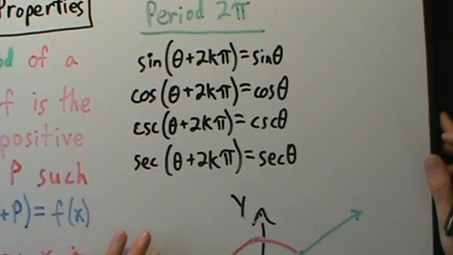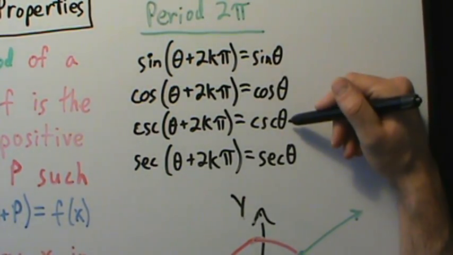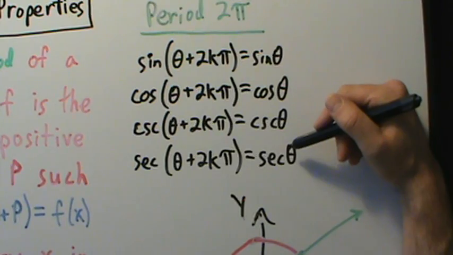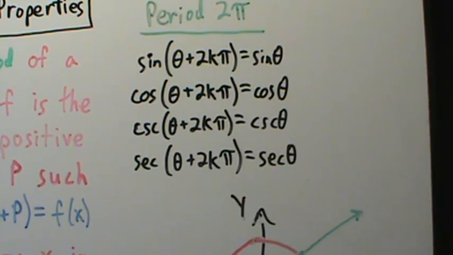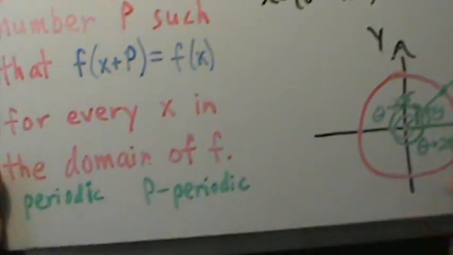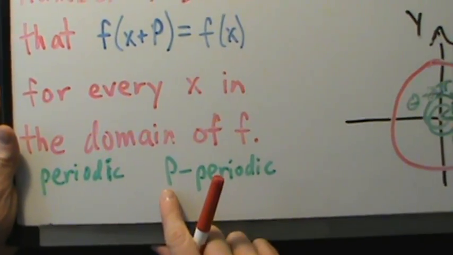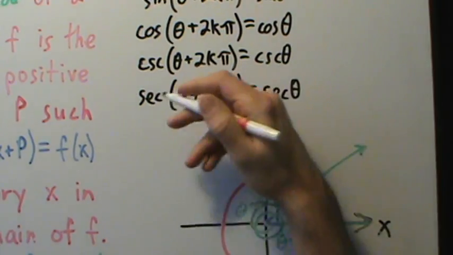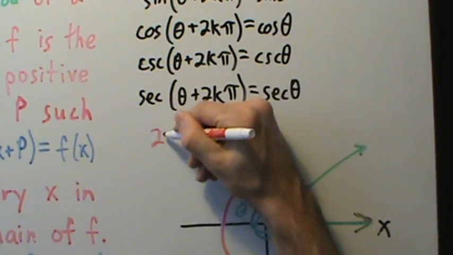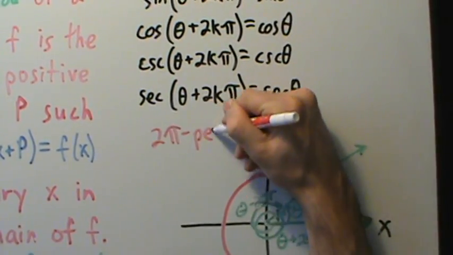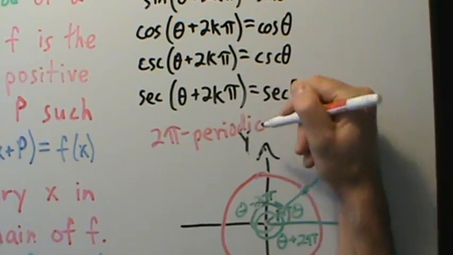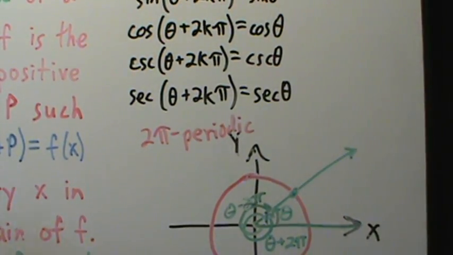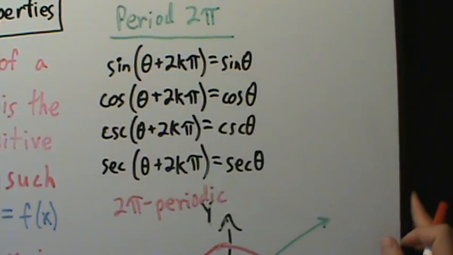Okay? So sine of theta, cosine of theta, cosecant of theta, and secant of theta, these all have period 2 pi. So remember what we say is they're periodic functions, or since the period is 2 pi, we can call them 2 pi periodic. So these guys are 2 pi periodic. Okay, 2 pi periodic.